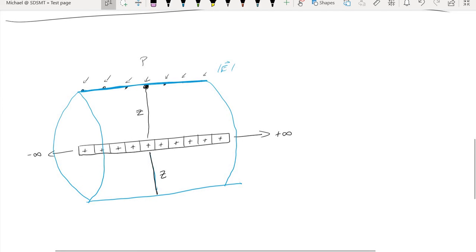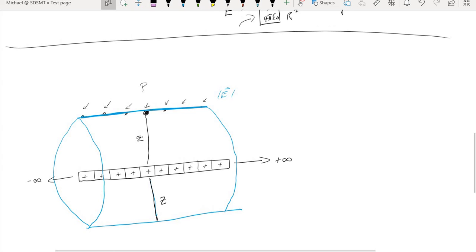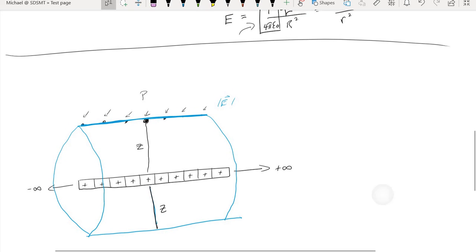And a bonus to this is that we've automatically enclosed the charge of that line. And that's one of the requirements of Gauss's law, is that we have some kind of enclosed structure that the electric field lines can pass through.